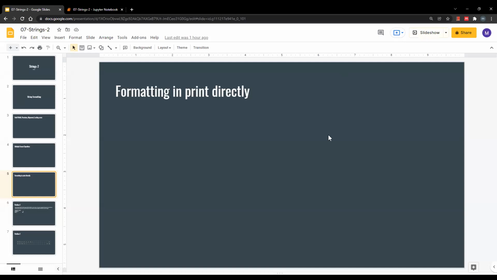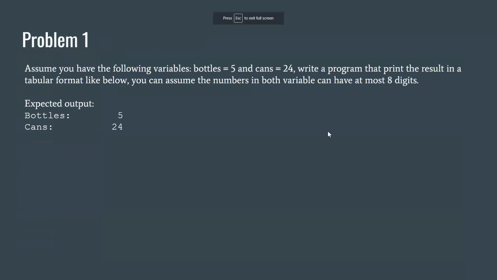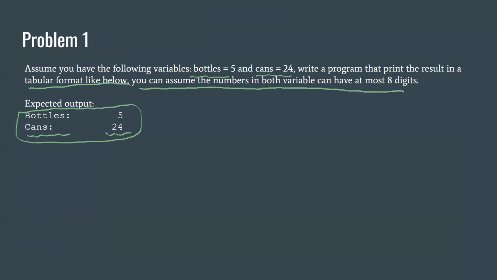Okay, let's conclude with this simple exercise. Assume you have the following variables: bottles equal 5 and cans equal 24. Write a program that prints the result in a tabular format like below. So I'm expecting something like this, where the text is aligned to the left and the numbers are on the right. You can assume the numbers in both variables can have at most 8 digits. Okay, so let's see how to solve this.